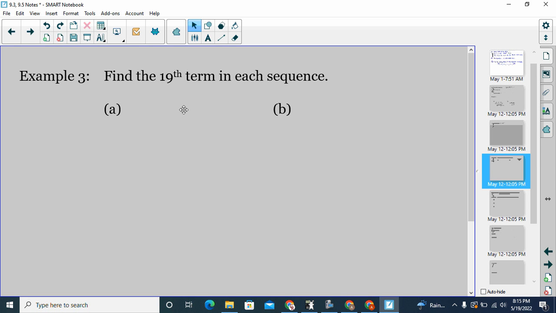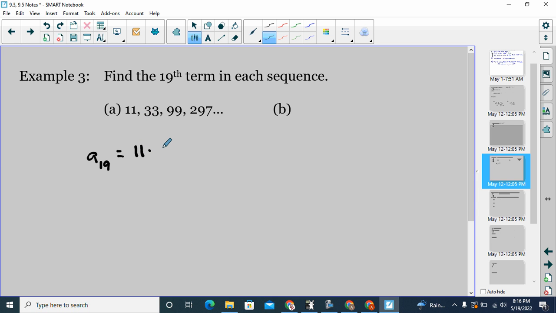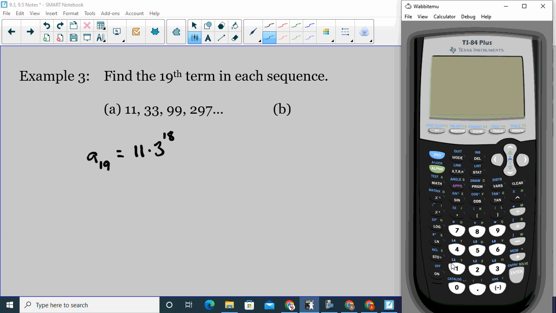Here we are asked to find the 19th term in each sequence. 11, 33, 99, 297, and so on. First thing we need to do is decide if this is arithmetic, geometric, or neither one. 11 times 3 times 3 times 3. So it is geometric. We are looking for the 19th term of a geometric sequence. We start with the first term 11. We are multiplying by 3. To get to the 19th term, we need to multiply by 3 18 times.